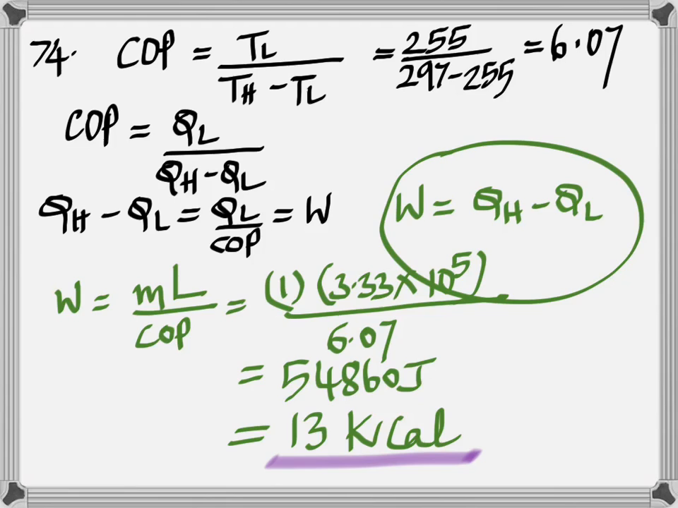And to change from joules into kilocalories, you would divide by 4,200, because 1 calorie is 4.2 joules. Since you want it in kilocalories, divide by 4,200. So you get it as 13 kilocalories.